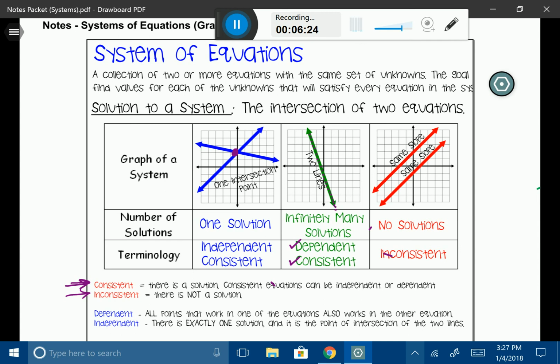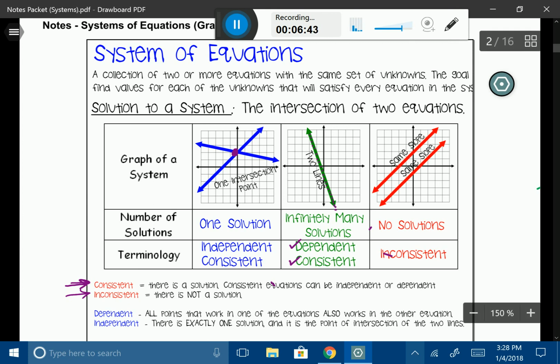And then when it comes to the terminology, if we talk about consistent and inconsistent, automatically we know that we don't have a solution, so it has to be inconsistent. And because it's inconsistent, it can be neither dependent nor independent. So we just leave it as plain old inconsistent.